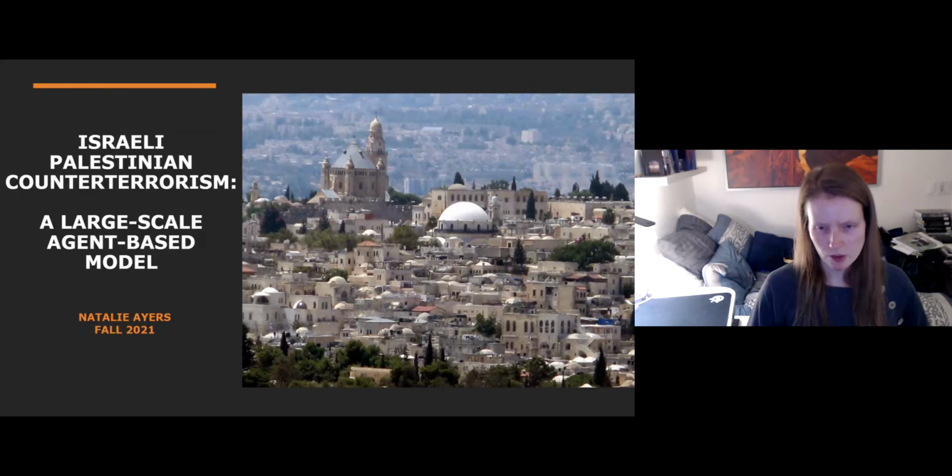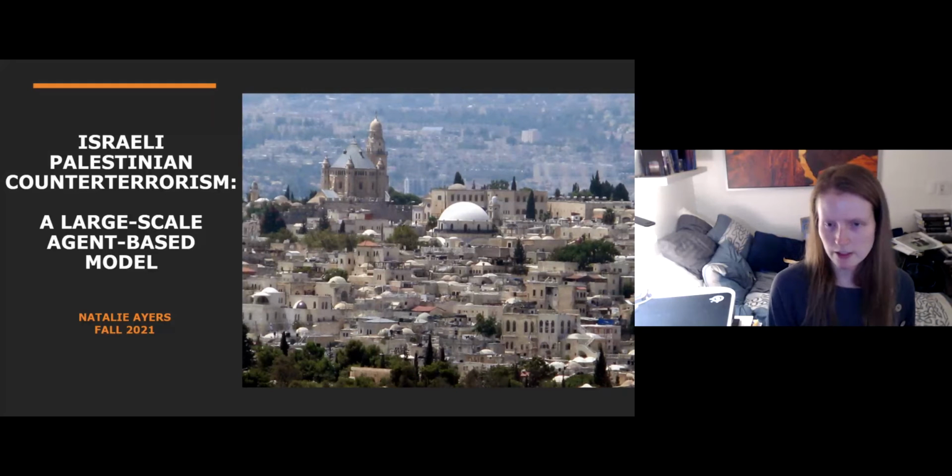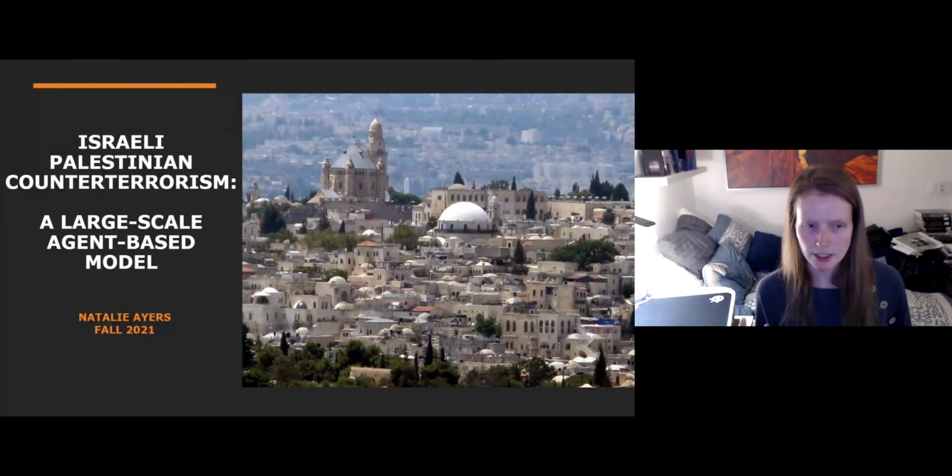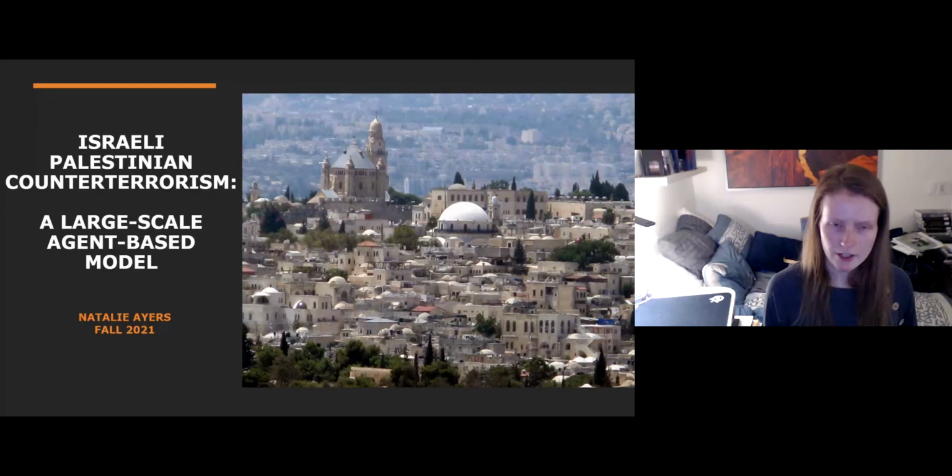This is inspired by a 2012 paper by Laura Dugan and Erica Chenoweth, which examined the effect of Israeli government actions, which they classify as either conciliatory or repressive, and targeted towards terrorists or indiscriminately affecting the entire population, and considering the effect of these actions on Palestinian terrorists and terror attacks.